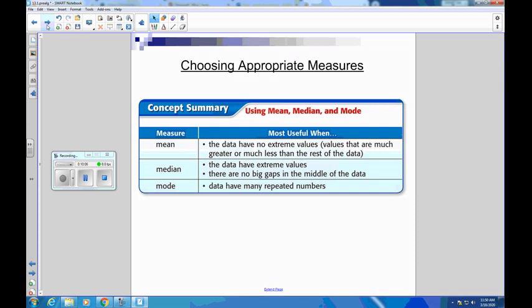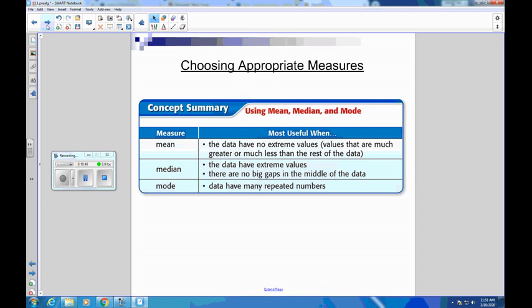Okay, one other thing you need to know how to do is choosing which one to use when given a set of data, or which one is the most accurate. So for mean, you would use the mean when the data has no extreme values. So when the data is all pretty close together, right? If there is an extreme value, the mean wouldn't be the most accurate. So if I'm grading all of your tests and I see that most of you got 90%, but one person got 20%, I wouldn't take the mean because that wouldn't give me an accurate representation of everyone's scores.